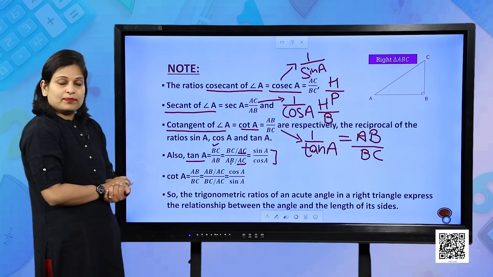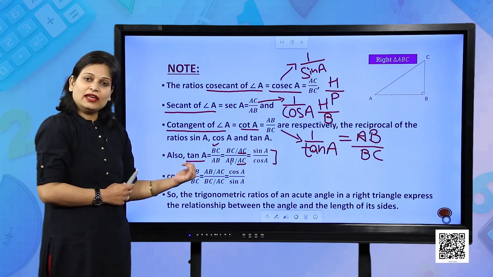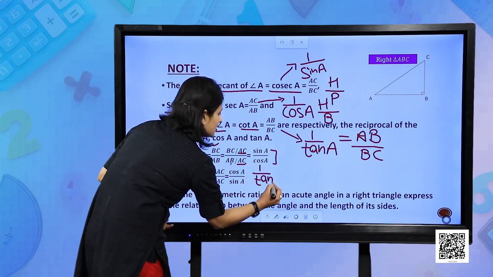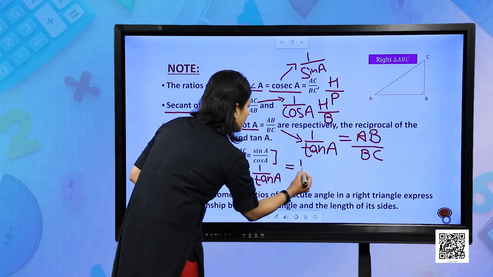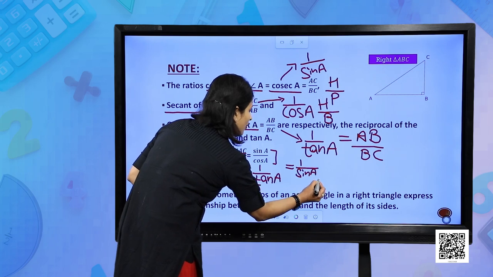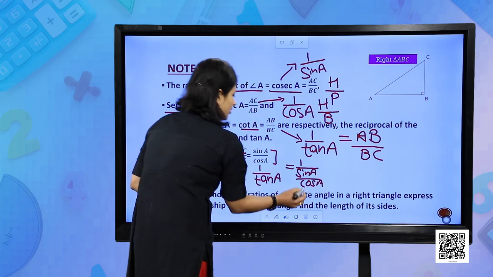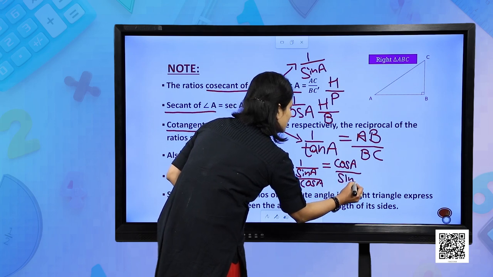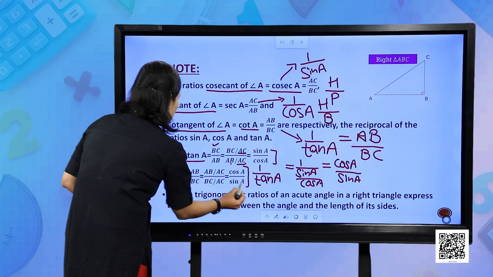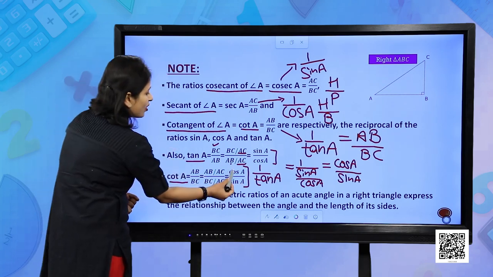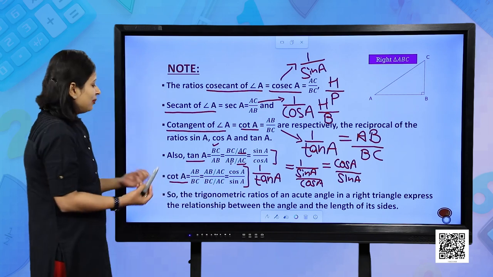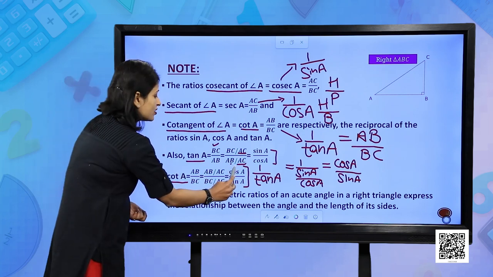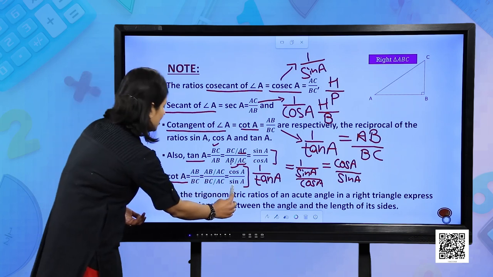Now what about cot A? It is basically the reciprocal of tan A, so we can also write it as 1 upon tan A. Since the value of tan A is sin A upon cos A, this will give you cos A upon sin A. So the value of the cot function can be written as cos A upon sin A, or you can simply divide the numerator and denominator by AC. You will get AB upon AC, that is cos A, and BC upon AC, which is sin A.